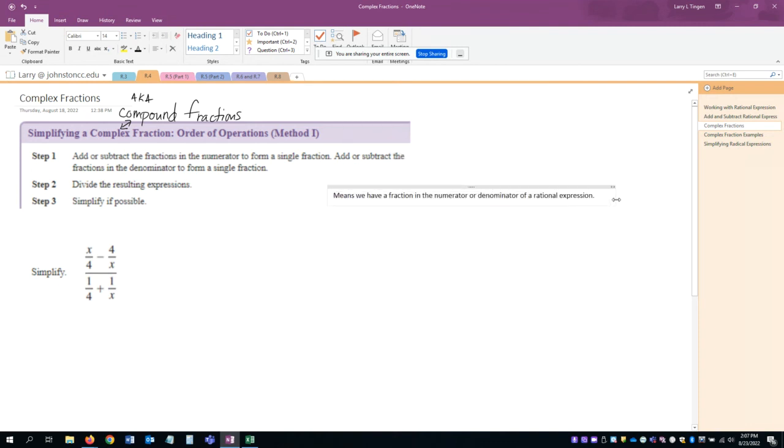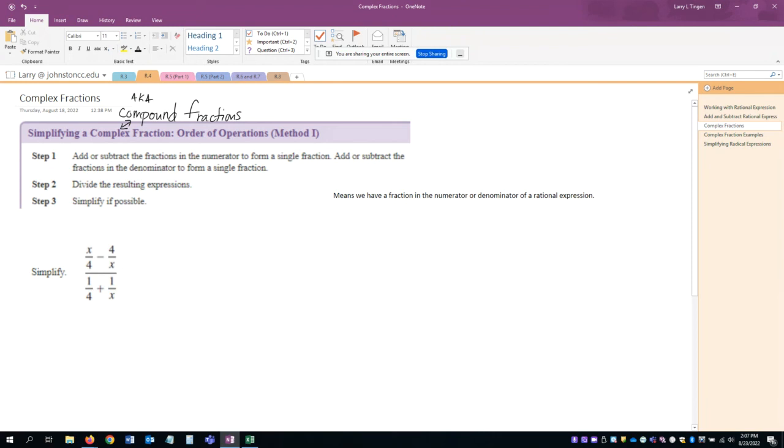So how do I deal with these? There are 2 ways to deal with compound fractions. The first one is to do the math that is set in front of you following order of operations. So for my problem here, I have x divided by 4 minus 4 divided by x, all divided by 1/4 plus 1 over x.